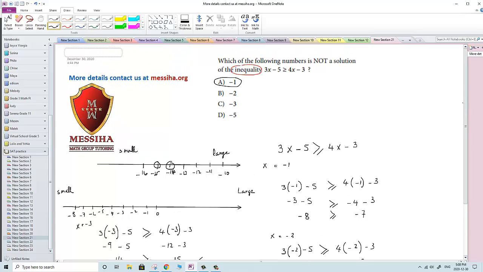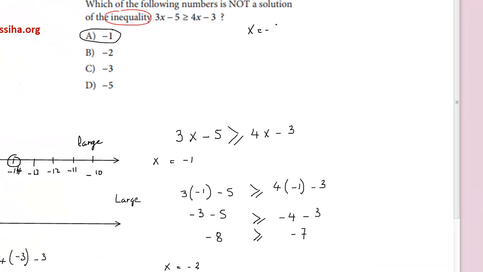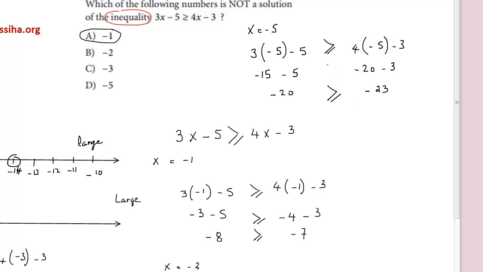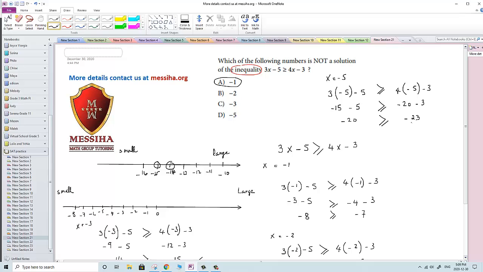And the last one, I'm going to see if x equals negative 5, whether it's not a solution. So again, 3 times negative 5 minus 5, and the right side is 4 times negative 5 minus 3. So 3 times negative 5 equals negative 15 and negative 5. That means I have a total of negative 20. Here, 4 times negative 5 equals negative 20 already, and negative 3. That means here I have negative 23. Now the question, is this right? Is negative 20 greater than negative 23?